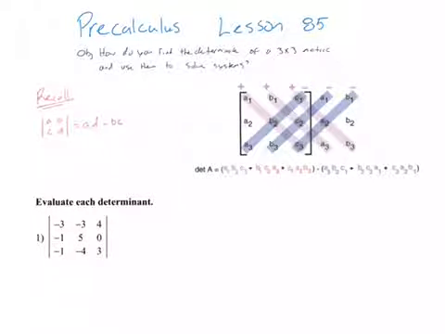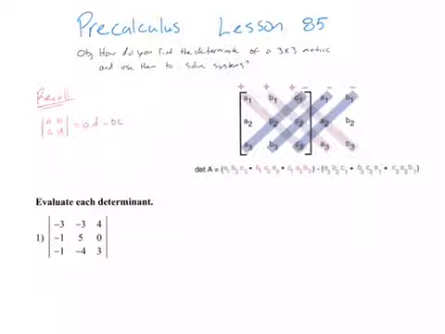This is lesson 85. Our objective is how do you find the determinant of a 3x3 matrix, and then how do you use them to solve a system. So just recall real quick, when we're working with the determinant of a 2x2, remember we can only find the determinant of a square matrix, we can say this times this minus this times this, AD minus BC. To do a 3x3 matrix gets a little bit more complicated, and by a little bit I mean a lot.